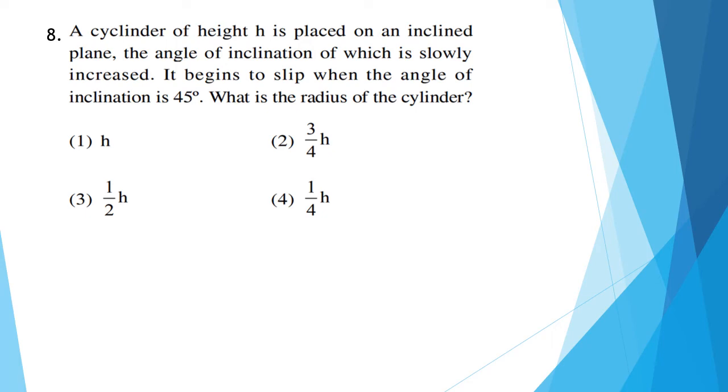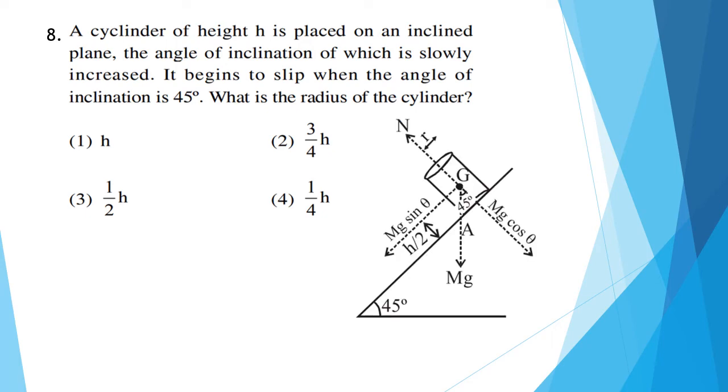So first we'll resolve the forces into components. Now it's given that at 45 degrees inclination, it begins to slip. That means the moment due to the force mg sin theta should be equal to the moment due to the force N at point A. That means mg sin theta into h by 2 will be equal to mg cos theta into r. So when we solve this, we get r is equal to h by 2 tan theta.